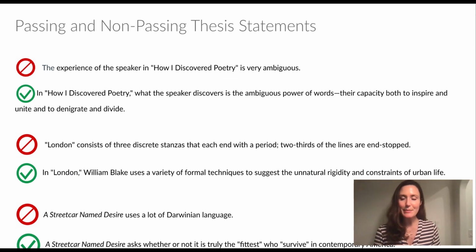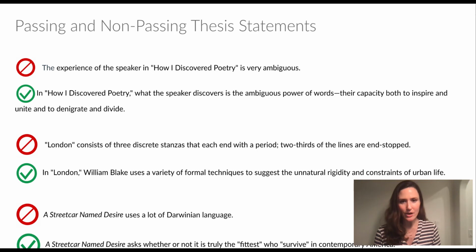Just because some of these are passing thesis statements doesn't mean that they're perfect thesis statements yet. In fact, some of them are not quite A-level yet, but they're passing. They're getting the job done. And the non-passing thesis statements, well, I think those speak for themselves. So let's look at the first one.